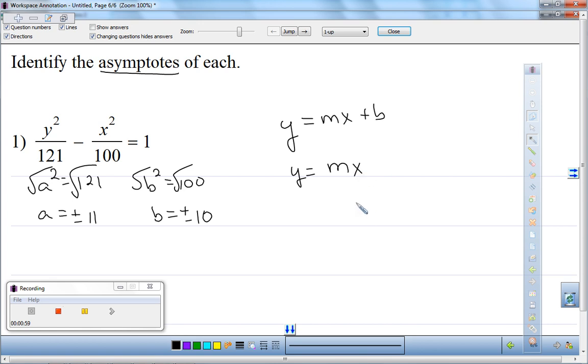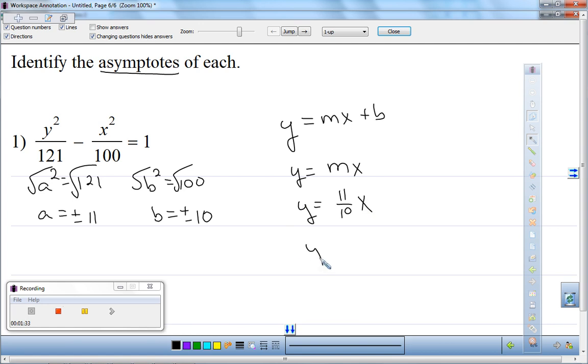Now, earlier we said that slope is rise over run. So what we'll end up doing is having our y value, whatever's underneath y, which in this case is a, go on top of the x value. So for this one, we'll end up with y is equal to 11 over 10. That'll be our slope. And so the equation of one of our asymptotes is y is equal to 11/10 x.